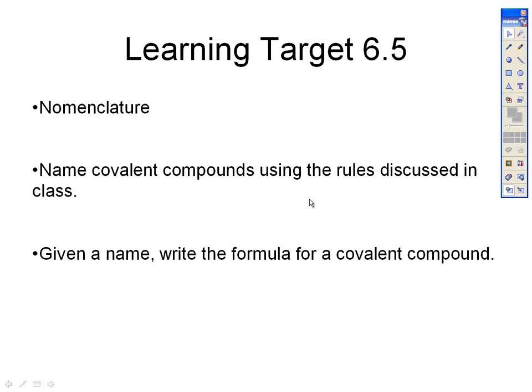Here we go. Today we're going to learn some nomenclature for covalent compounds. So we're going to name any covalent compound using the rules we discussed in class, or given a name for a covalent compound, write the formula. So again, you can find this in chapter 8. The section is listed there in your notes. So 6.5, here we go.